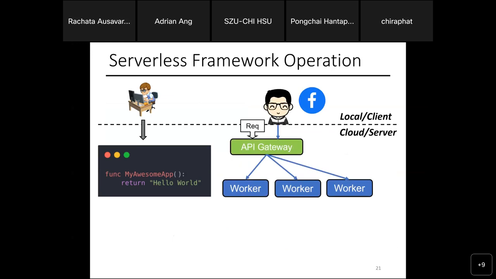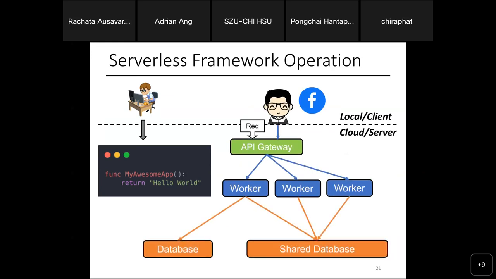Oh, okay, someone wants to run this. I take that request, then basically run the workload. In this case, if I want to look up the database, the worker goes and looks up the database or a shared database and replies, right, back to your Facebook client so that you can stalk your friends.